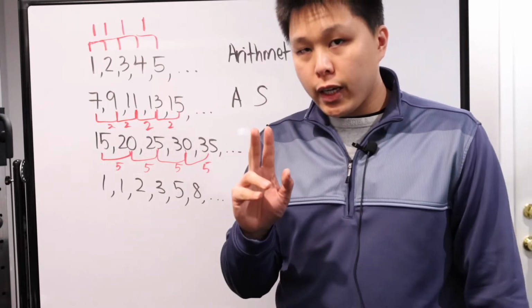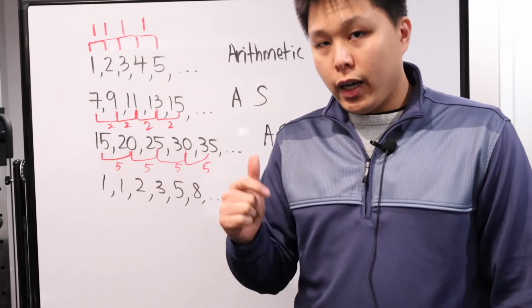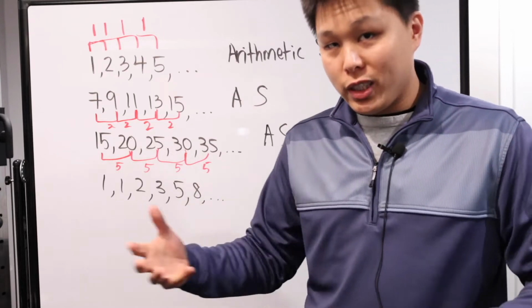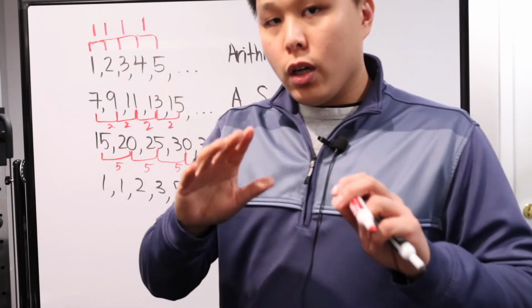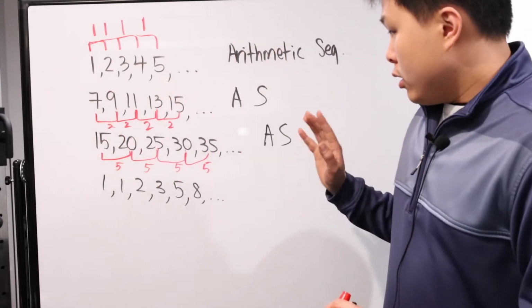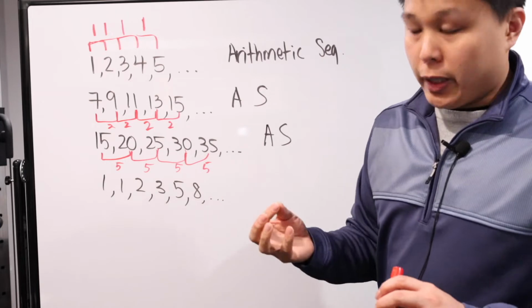Now, there are two other categories. There's geometric sequence, and one that basically means that it doesn't fall into either. It's not going to be an arithmetic sequence or a geometric sequence. So those we're going to focus on in another video. Today we're only focusing on this and arithmetic series.